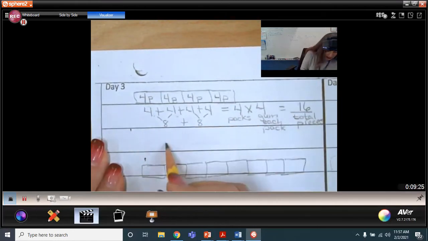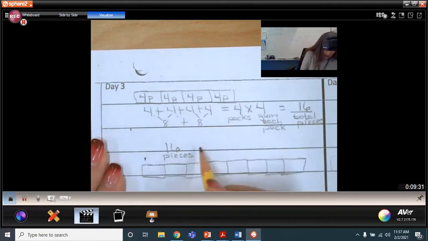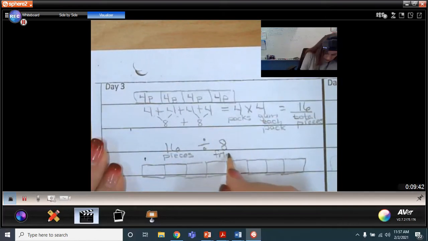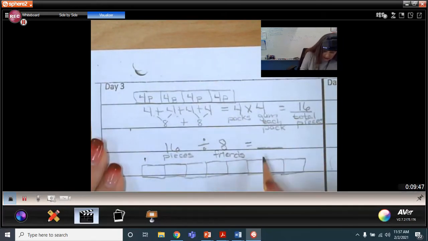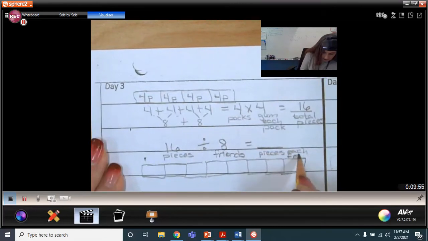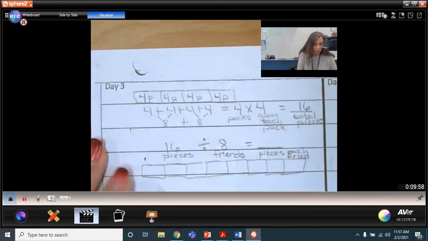So I'm taking the 16 pieces of gum and I'm sharing or dividing them equally between these groups. These are my friends. My friends are the groups. And now I want to know how many pieces of gum each friend gets. So pieces each friend. So now I can go one at a time and put pieces of gum in there until I get to 16.